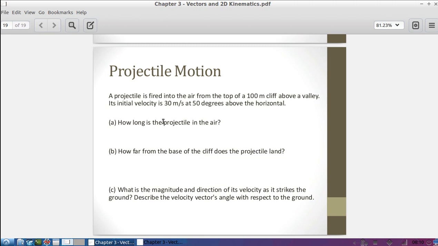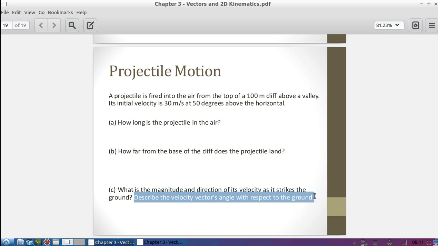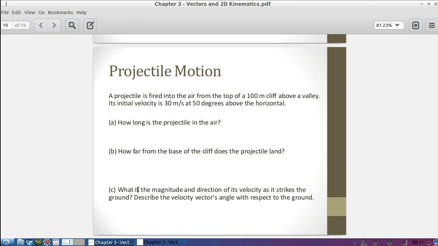We're looking for total hang time. How long is the projectile in the air? How far from the base of the cliff does the projectile land? Now we'll see that this is delta x. Once I draw my picture, how far from the base of the cliff does the projectile land? And then we need magnitude and direction of the velocity as it strikes the ground. We're going to describe the velocity vector the same way we always have, right? Is it below the positive x-axis, north of east, whatever. So we're going to give it some verbal description after we find theta.